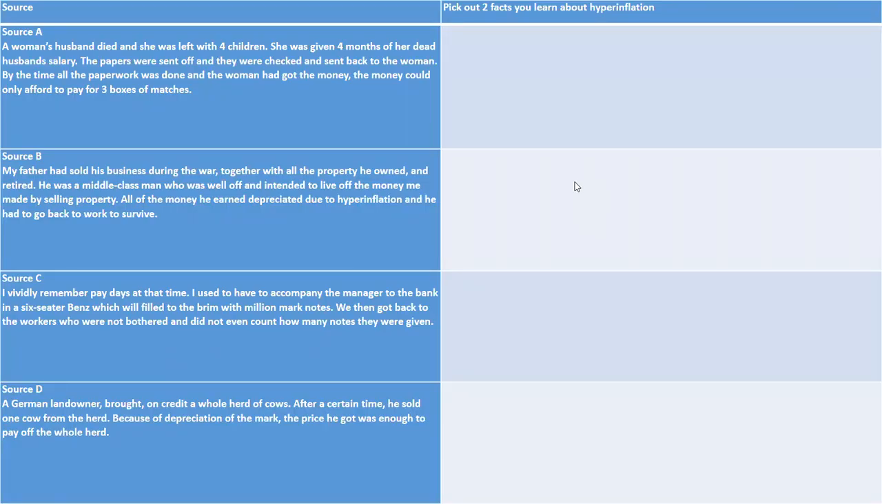Source B. My father sold his business during the war, together with all the property he owned, and he retired. He was a middle-class man who was well off and intended to live off the money he made by selling property. All the money he earned depreciated, which means lost value, due to hyperinflation, and he had to go back to work to survive. Elderly people were forced back into work. Retired people were forced back into work. People with savings lost everything. This caused a lot of anger towards the Weimar government and made a lot of them turn to extreme parties during this time.